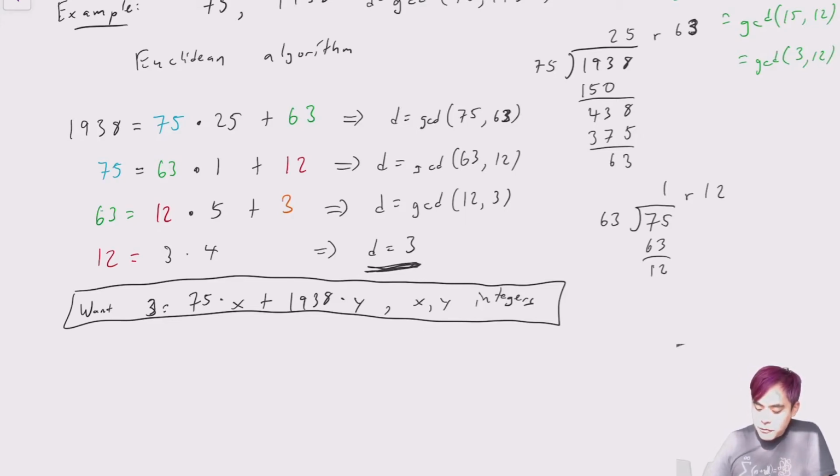So we want to find that, but what do we have? We have, let's say, this statement here, and we can rewrite that, right? So we know that 3 is equal to 63 minus 12 times 5.